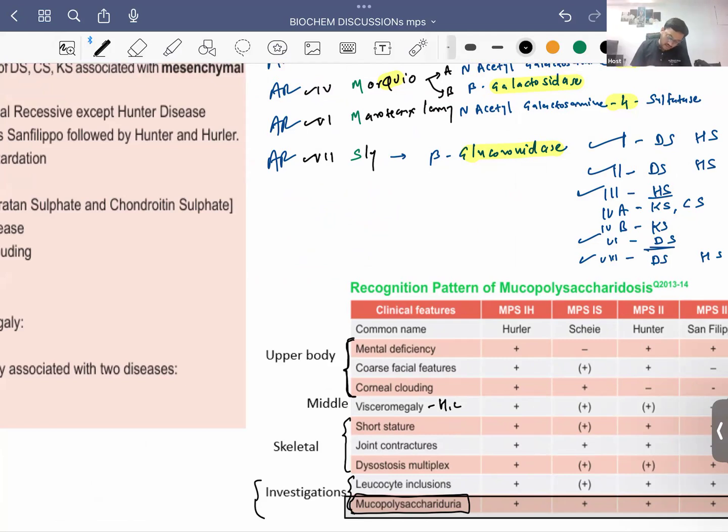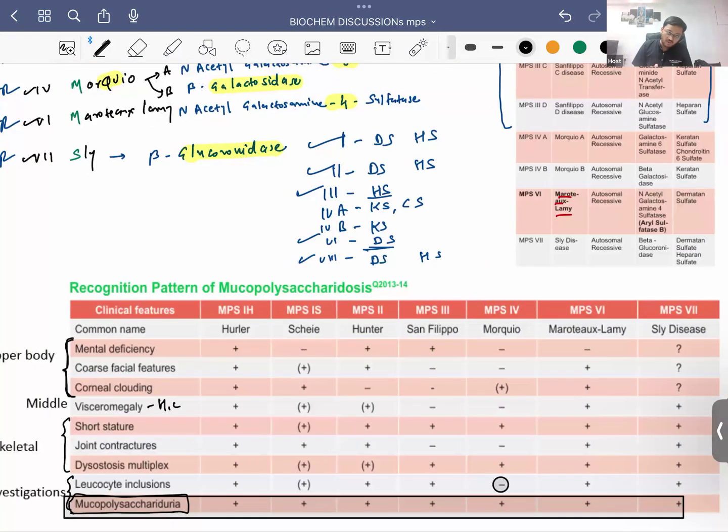Then coming to the upper part of the body: mental deficiency, or mental retardation. In type 1H or 1A, that is Hurler syndrome, it will have mental retardation. Hunter syndrome, type 2, will have mental retardation, and type 3, Sanfilippo, will have mental retardation. So 1, 2 and 3 have mental retardation. 4, 6 and 7 don't have mental retardation. That is how you have to remember.